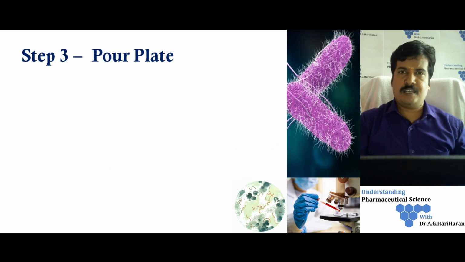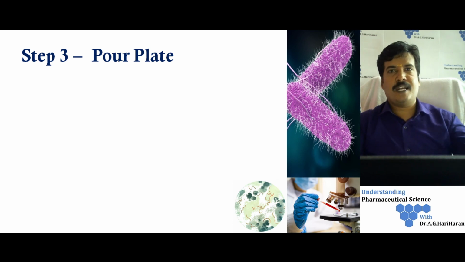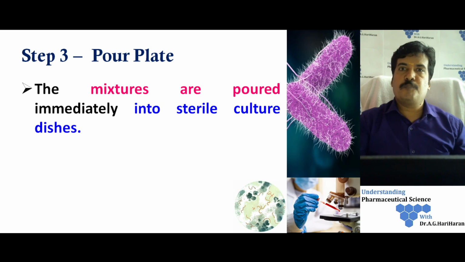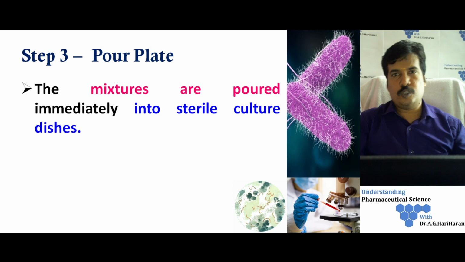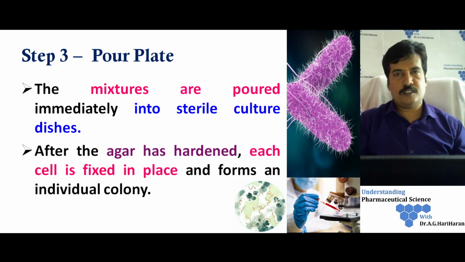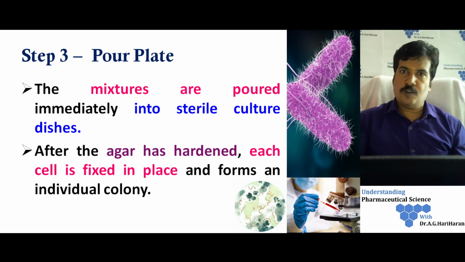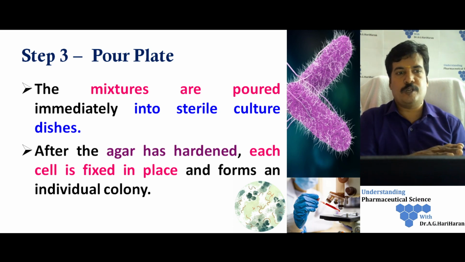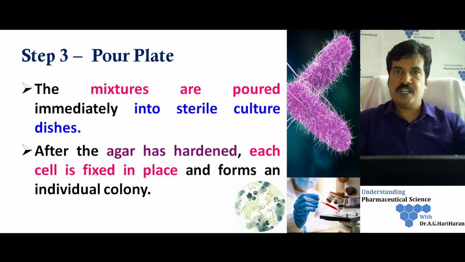Then in the third stage, after mixing in the conical flask, in an aseptic manner in a laminar flow hood, it is poured into sterile petri dishes and allowed to cool to room temperature. During this time, once the agar gets solidified, each individual cell will be fixed or entrapped in the agar at a particular location. So after incubation, it can grow as an individual colony.